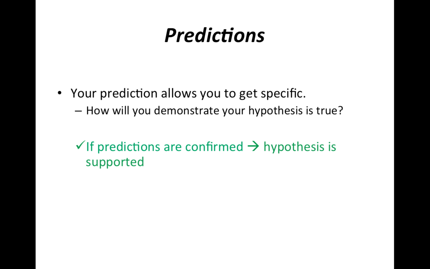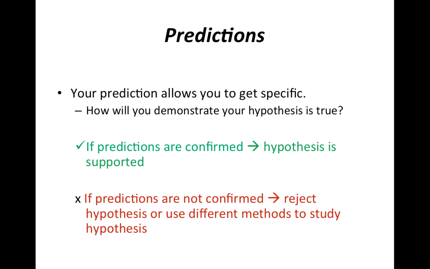If your prediction turns out to be correct, right, your hypothesis is supported. If your prediction turns out to be not confirmed, then you would have to go back to the drawing board, maybe come up with a different hypothesis, or maybe use a different methodology to test your hypothesis, because it's possible you didn't really get to your question properly.